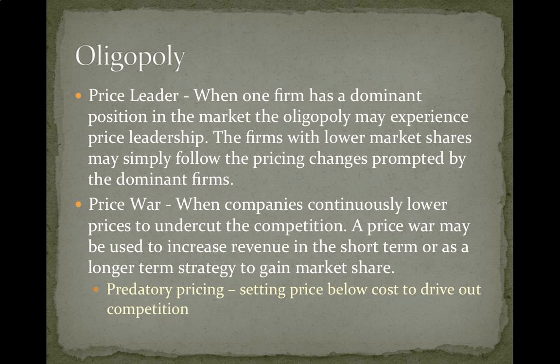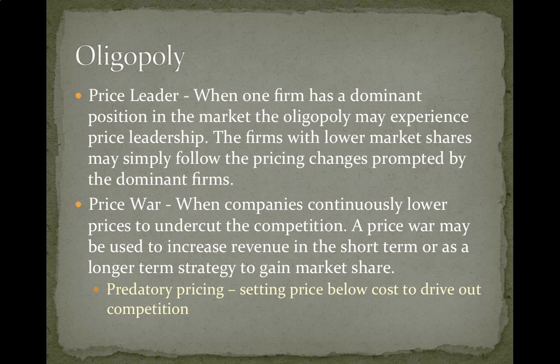Going back to a price leader, typically, once again, because of this idea of interdependence, when one firm has a dominant position in the market, they can make decisions that the others tend to follow. So the firms with lower market shares have to follow what the dominant firm does, or they're going to lose market share. So if a dominant firm lowers price, if these other firms, because there's only 3 or 4, don't follow, then they can really lose some market share.